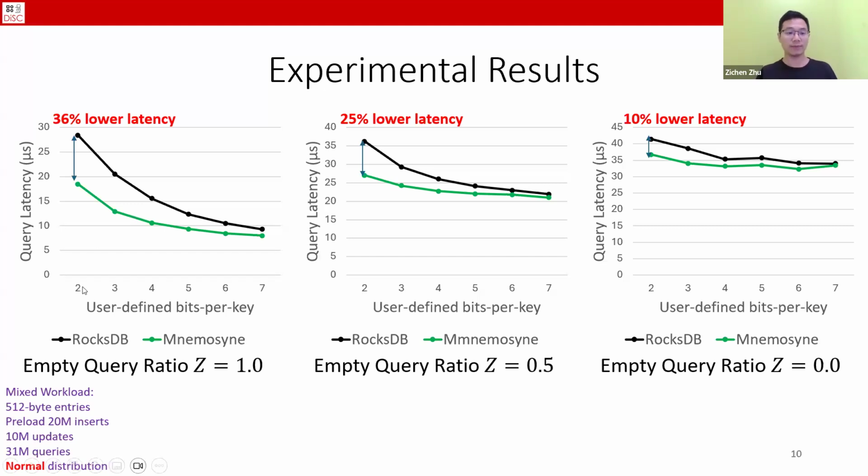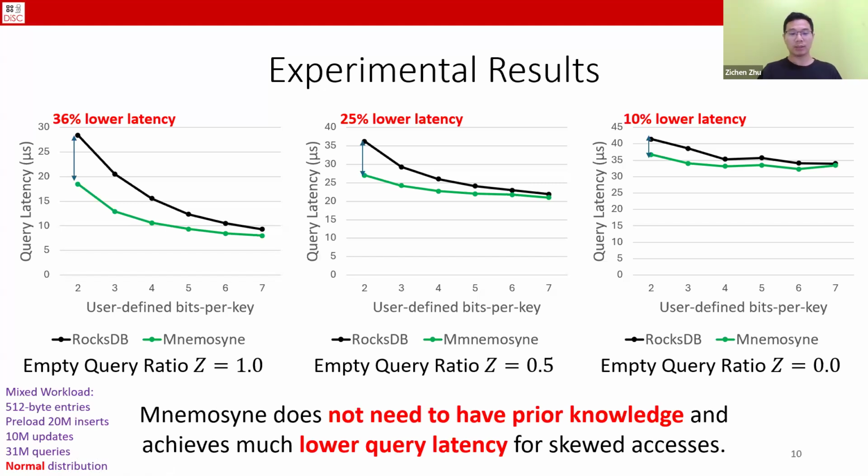Here we vary the bits per key from 2 to 7, and we also vary the proportion of empty queries from 0 to 1. Here the query workload is still a mixed workload. It is mixed with updates and queries. The queries will be more skewed in this experiment, and we show the average query latency. As you can see, Mnemosyne does not need to have the prior knowledge, and it achieves much lower query latency for skewed access when compared to RocksDB.